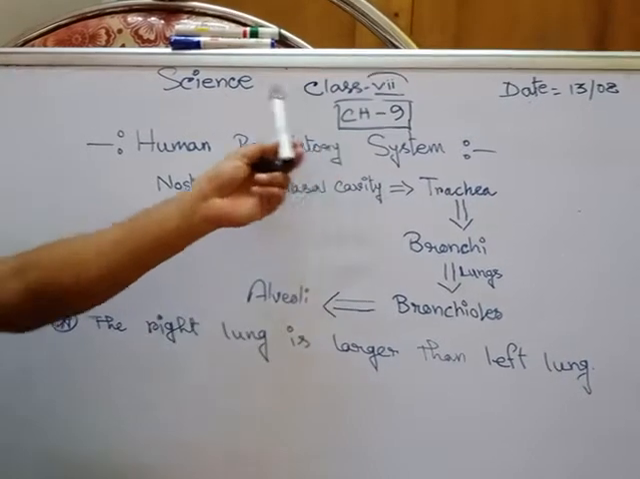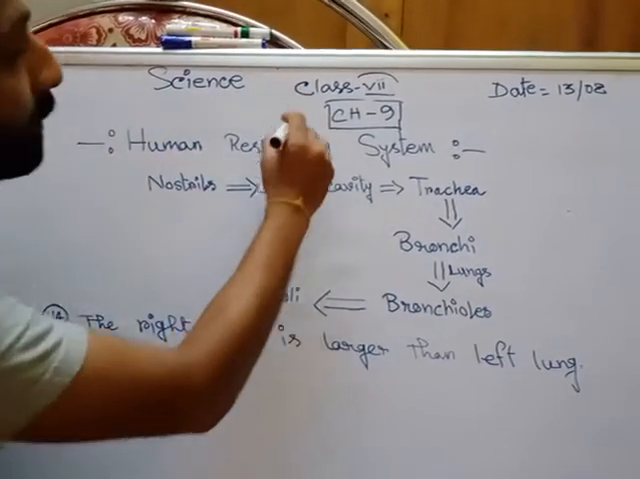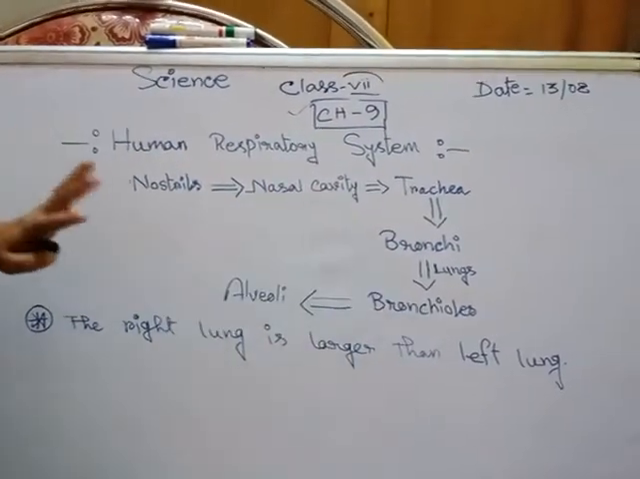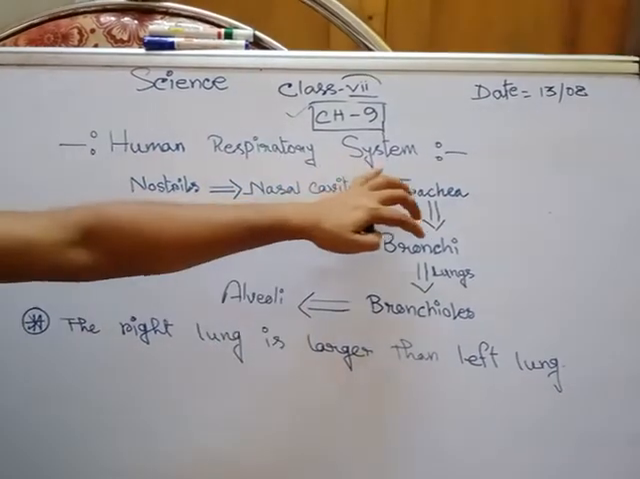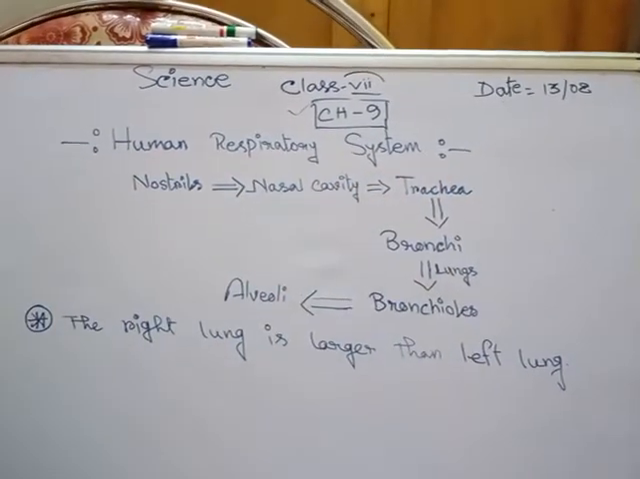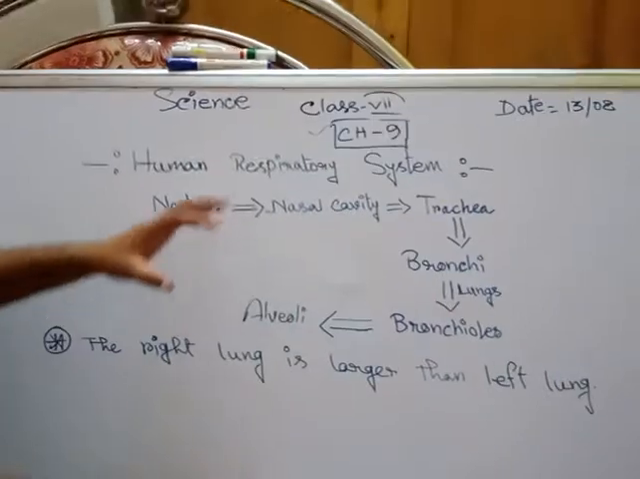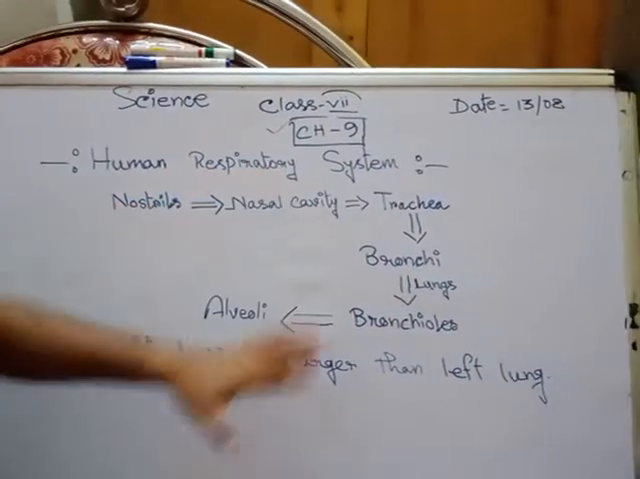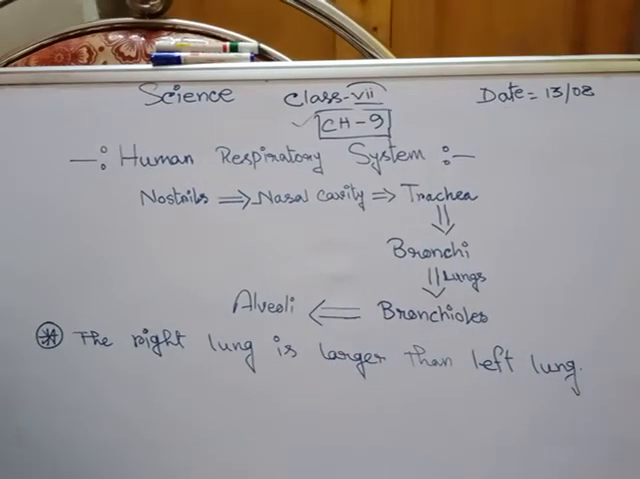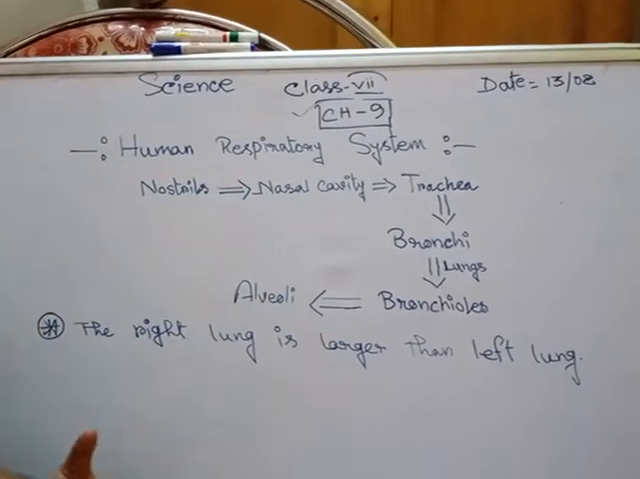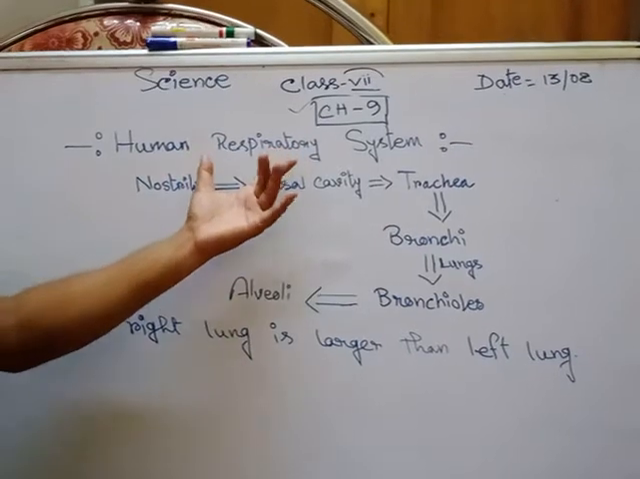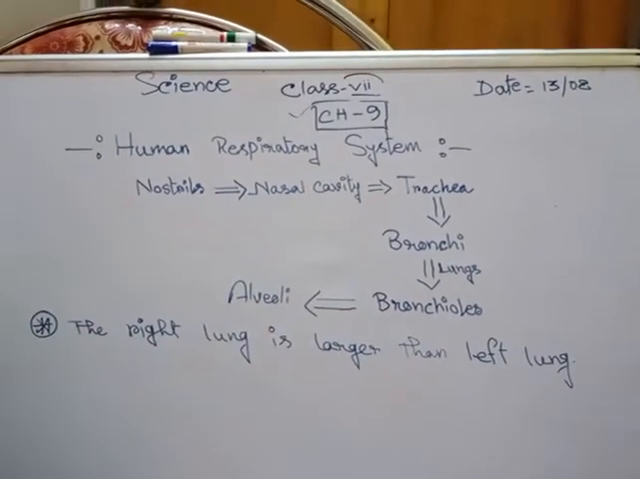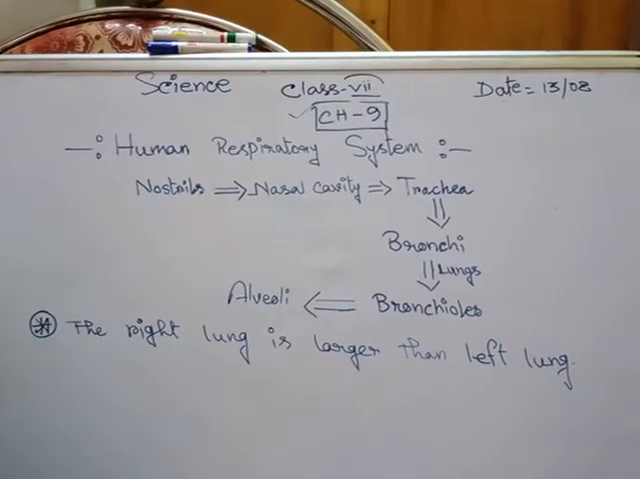Today I will discuss class 7 science from chapter number 9. Today's topic is the human respiratory system. That means how the respiration process works in the human body. Several organs are involved in our respiratory system.